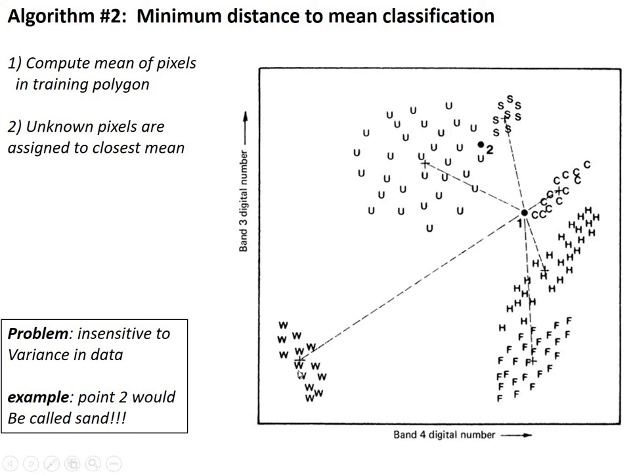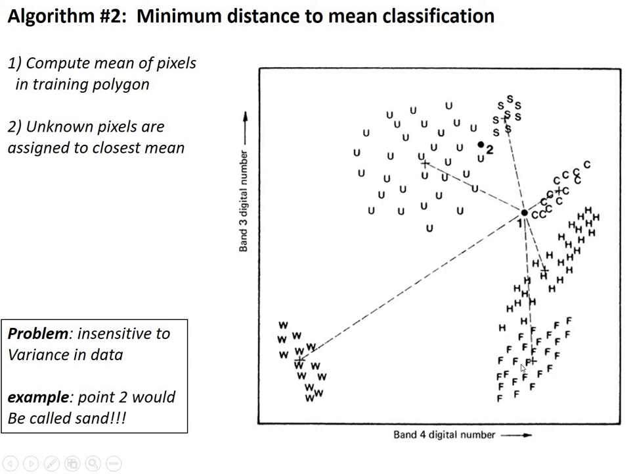So water is low reflectance in band 4 and low in band 3. So it sits all the way over here. Forest, on the other hand, is high in band 4, but is low in band 3. So it occupies a different kind of space in this bivariate plot.